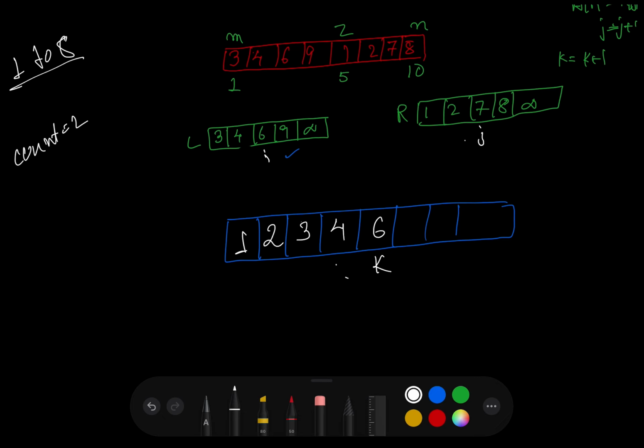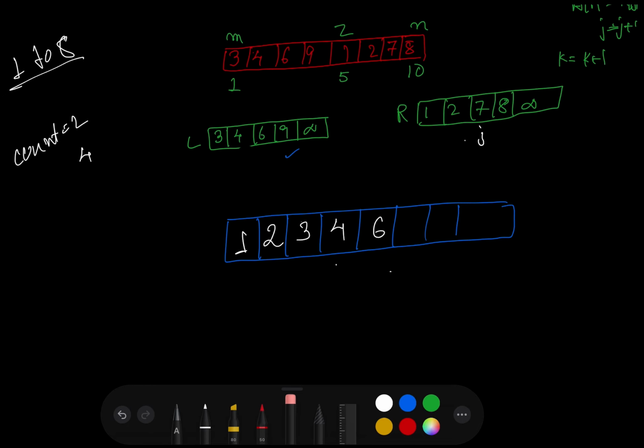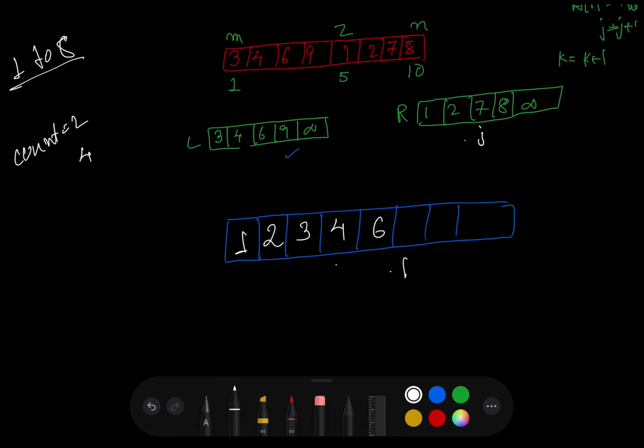Now okay, count is equal to 4 now. So 1, 2, 3, 4. Now this gets incremented. Now K also gets incremented. K comes down to here. I comes down to here. 6 and this. How many times? The count is actually 1, 2, 3, 4, 5. This is not 4, this is 5. We have done. Now 9 and 7. 7 is smaller, so 7 will come down to here. Count is 6.